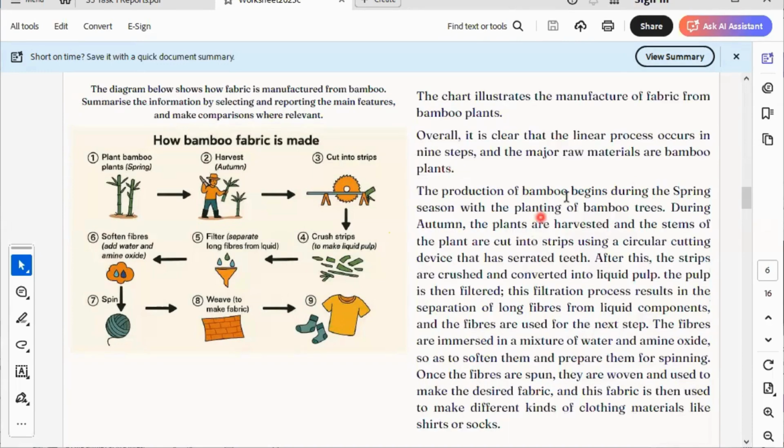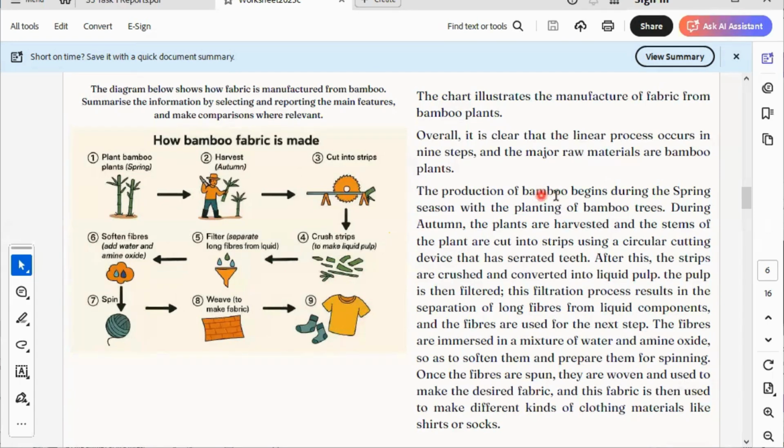So here is what your report should look like whenever you are practicing, whenever you want to write a report and send it to me to assess. Okay? Overall, it is clear that the linear process occurs in 9 steps and the major raw materials are bamboo plants. Now, we now move to the main body. The production of bamboo, okay, there's a mistake here.